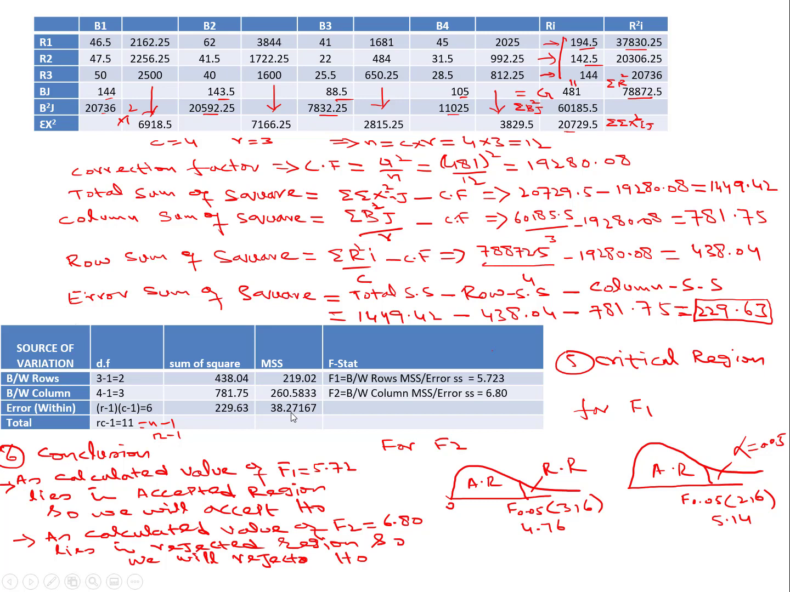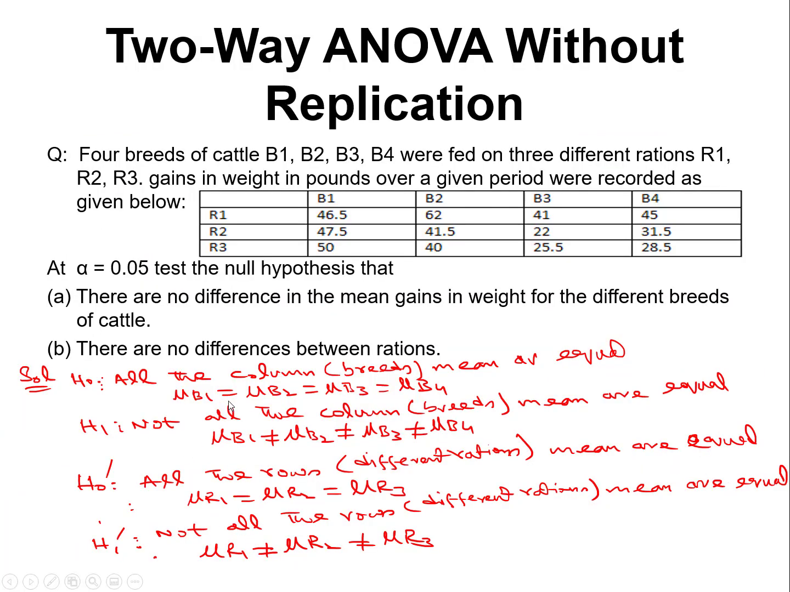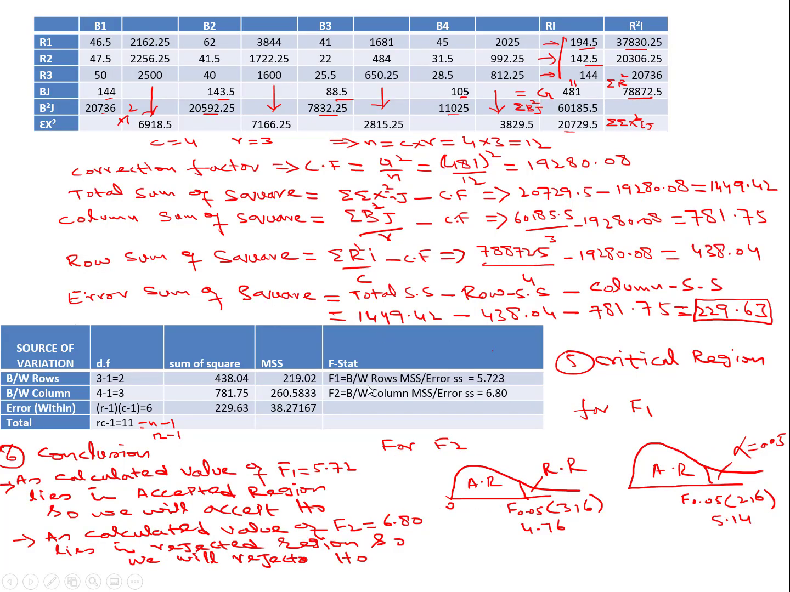As I already mentioned, in 2-way ANOVA we will construct 2 F ratios. The first F ratio will be between rows. As I already mentioned, the first hypothesis is that not all the column breed means are equal. We want to check this now. Between rows, because breeds are mentioned in the rows, all the means of the breeds will be equal. So in order to calculate this, the between rows mean square is divided by the error: 219.02 divided by 38.2716, which equals 5.723.